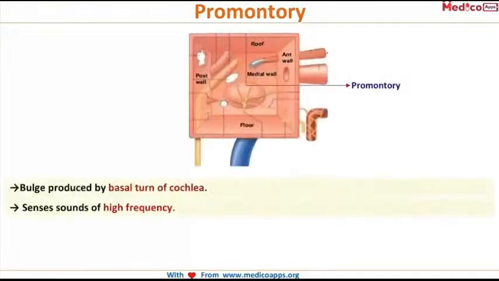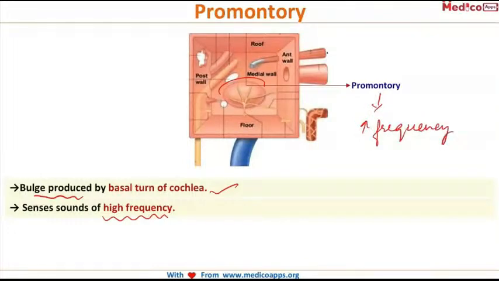The first important structure we're looking at is the promontory. This is the promontory that you're seeing, and it is a bulge that is produced by the basal turn of the cochlea. By function, it helps in sensing the sounds of high frequency.